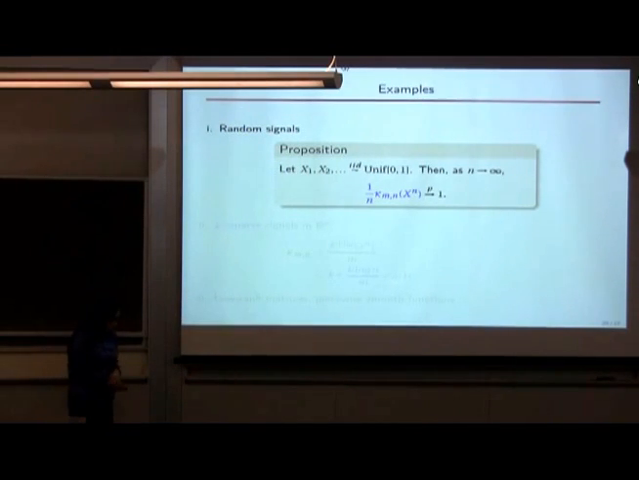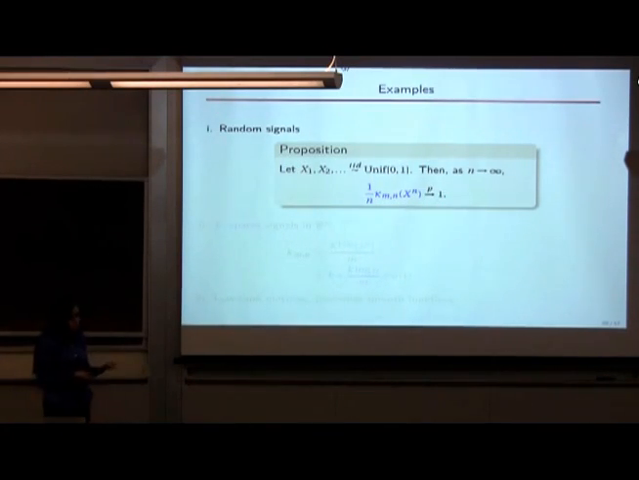Let's look at some examples. As I mentioned, if I have a totally random signal, uniform between 0 and 1 over n, the KID of x^n goes to 1. This directly follows from the previous result I mentioned for binary sequences. Now I have quantized them, I get Bernoulli half sequences. So this is basically a corollary of that result.